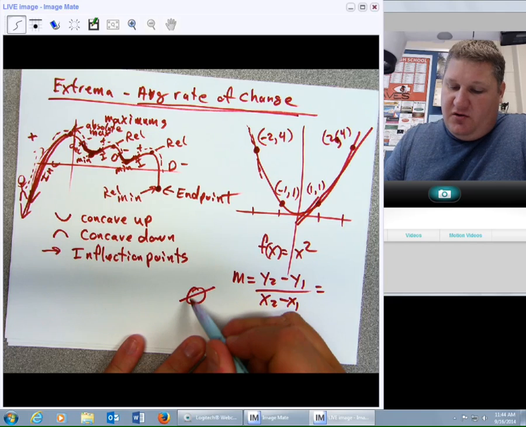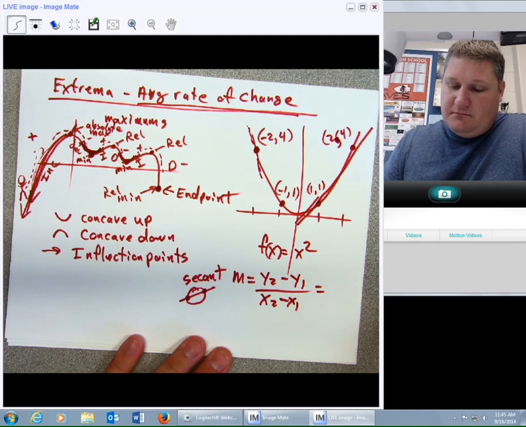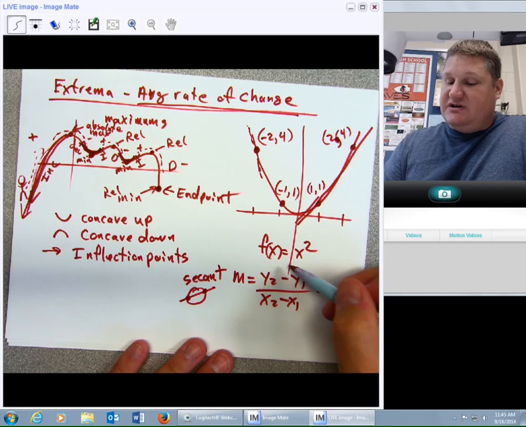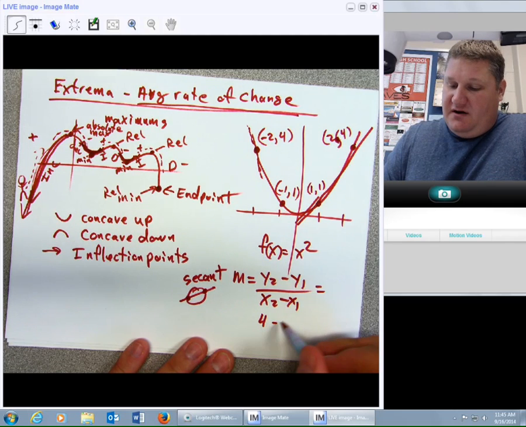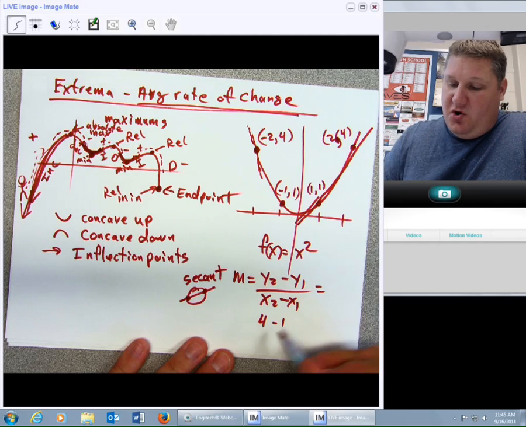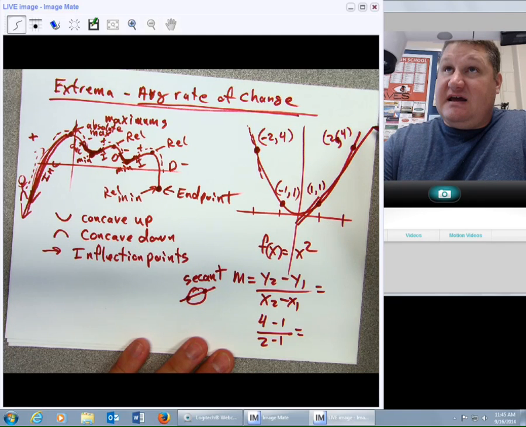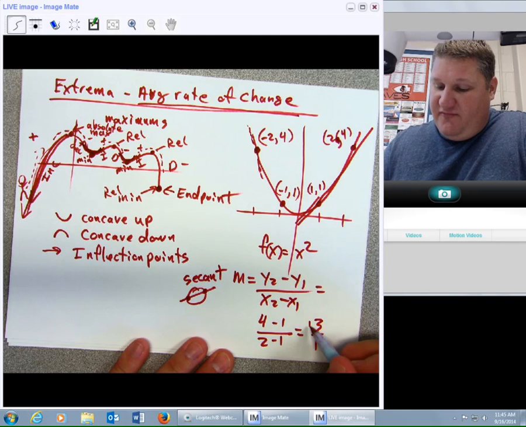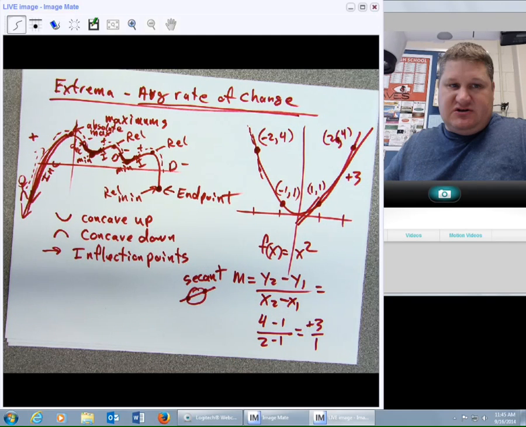In a circle, it crosses twice. We call that a secant. So we're going to have the secant of our graph using 2 points. In this case, we're going to take 4 minus 1 over 2 minus 1. So the slope of this secant line is 3 over 1, a slope of positive 3. We'll come back to this idea for average rates of change in slope lines in a little bit.